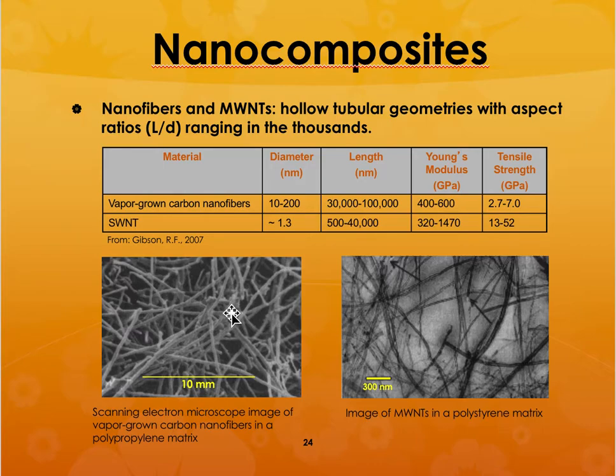So you can see that these are very, very thin fibers. So this is 10 millimeters. So these fibers are of the order of a couple of nanometers. There could be vapor grown carbon nanofibers, but the improvement in properties is not the same as carbon nanotubes.